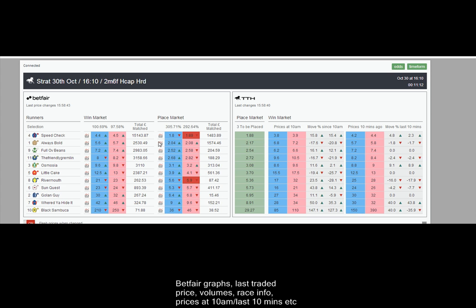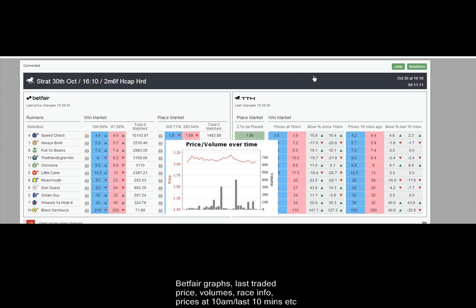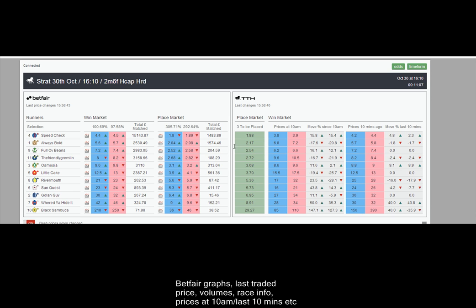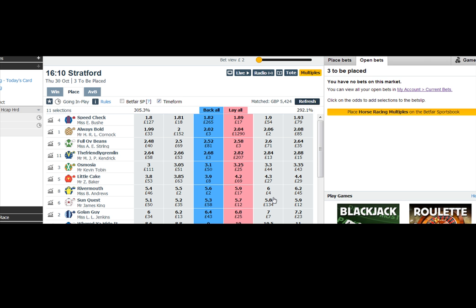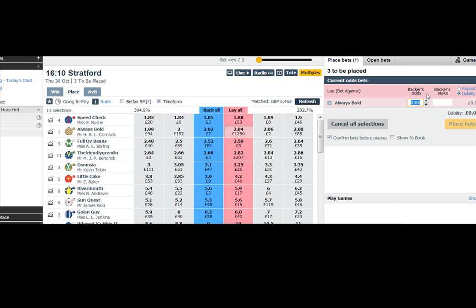We've got Betfair graphs, we've got total matched, we've also got prices at 10 o'clock in the morning, prices in the last 10 minutes, arrow directions up or down. So I'm going to just show you a couple of moves that we made on this particular race. We've got the previous prices on Betfair, and when they change you can see they flash in red, and if you click in one of those, then it takes you to the Betfair page for that race.